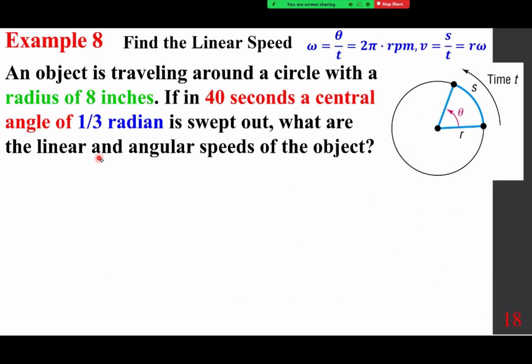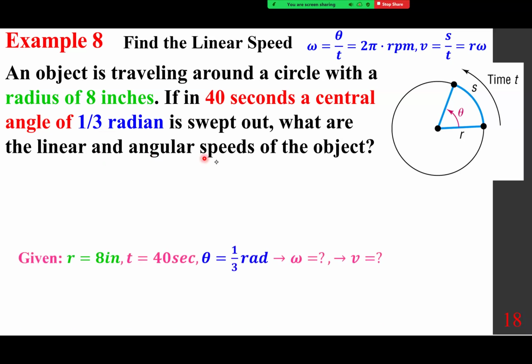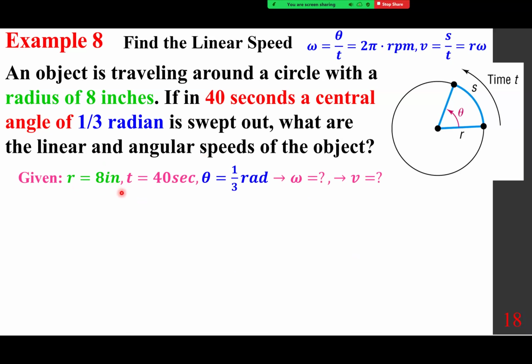So first and foremost, you have to write what's given. So what's given is the radius is 8 inches. The time of interest, 40 seconds. Over the time of 40 seconds, we cover the angle theta equals 1/3 radians, okay? And we want to find the linear and angular speed. So R is 8 inches, T is 40 seconds, theta is 1/3 radians, omega is the angular velocity, V is the linear velocity, or angular speed, linear speed.